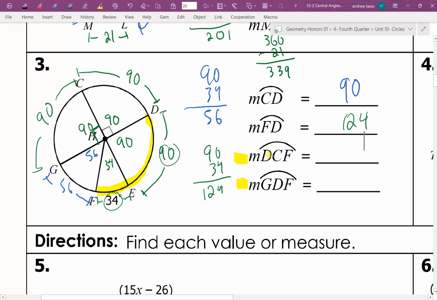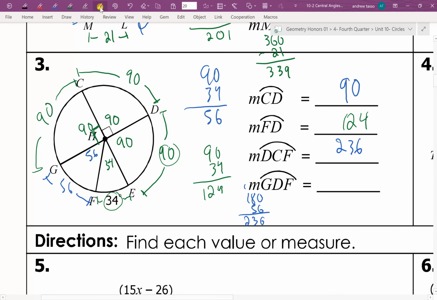Next we have arc DCF. So for arc DCF, I would start at D, go towards C, and then go all the way around towards F. And notice that this is a major arc, so it's supposed to be more than 180 degrees, which it is. So now I can simply add 90, another 90, and 56. So that would be 180 plus 56. So that would be 236. 236, okay.